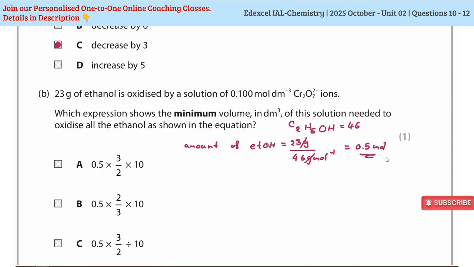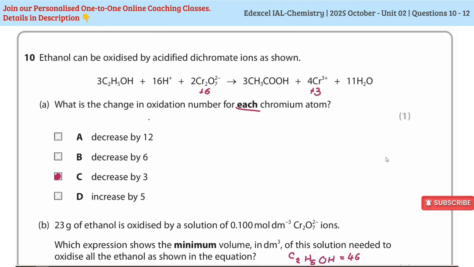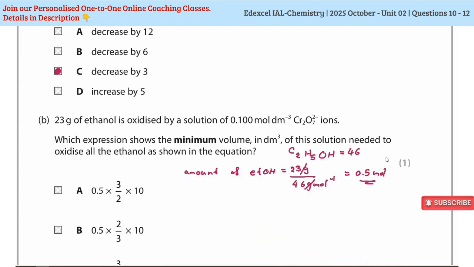Then we will go back to the equation, and there, according to the equation, the stoichiometry between ethanol and dichromate is 3 to 2. That means if you start with 3 moles of ethanol, then you need 2 moles of dichromate ions to react with that. But we have 0.5, therefore the amount of dichromate required is 0.5 times 2/3.